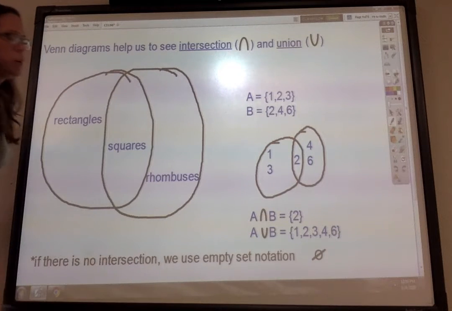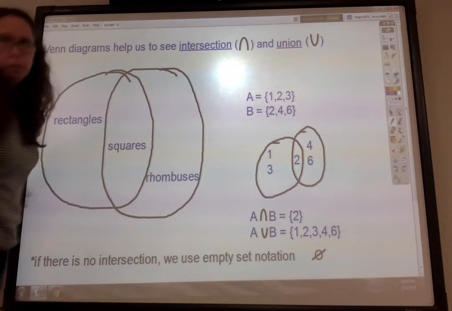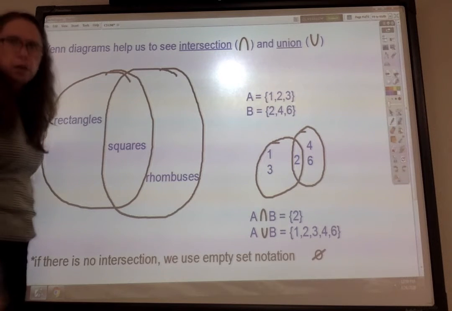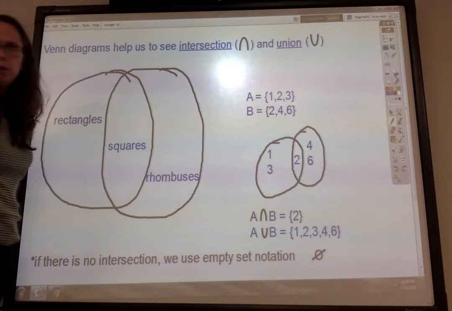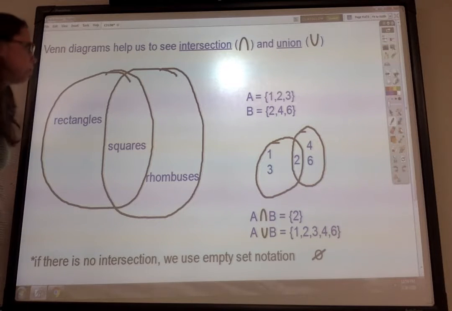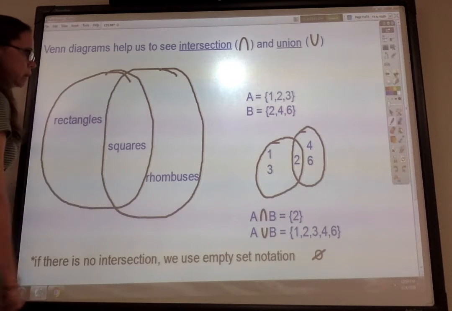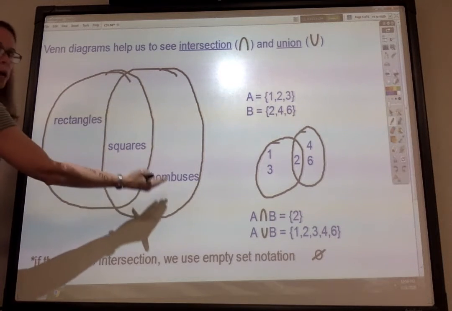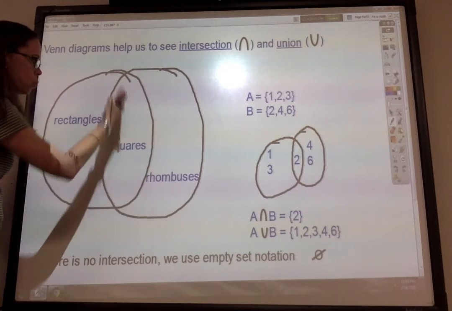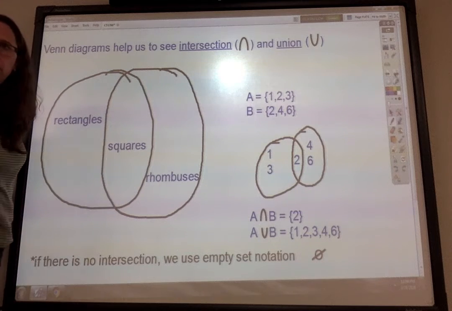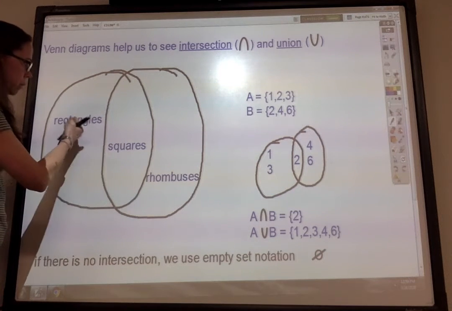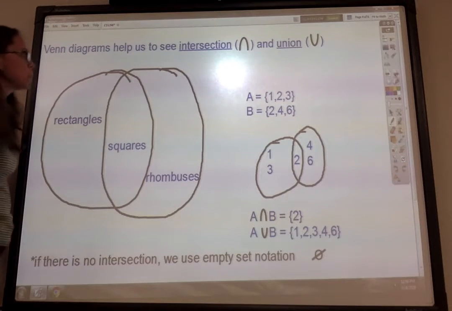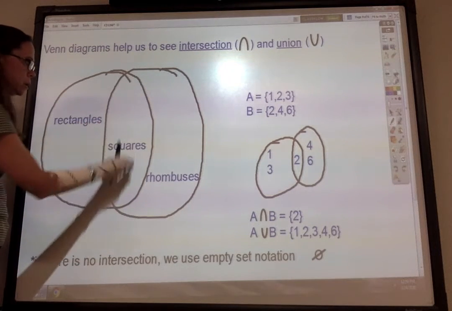Okay, now we need to talk about intersection and union. Venn diagrams can help us to see intersections and unions, and you guys have used Venn diagrams before. So here's one example of a Venn diagram. If we're talking about the sets of rectangles and the sets of rhombuses, squares would be their intersection because squares are rectangles and squares are rhombuses. So this represents the intersection.